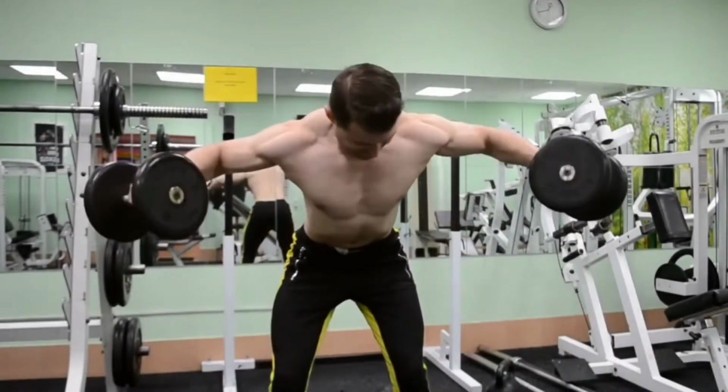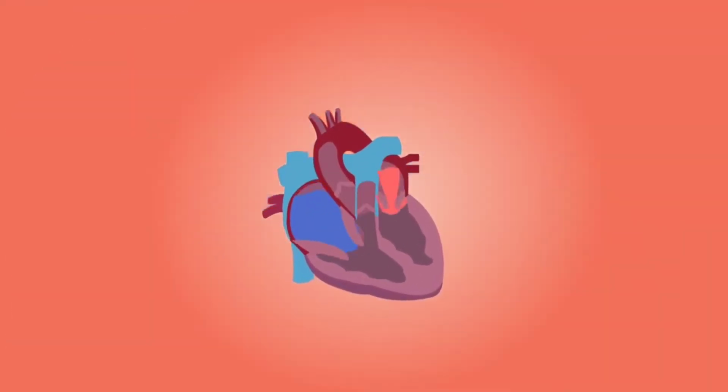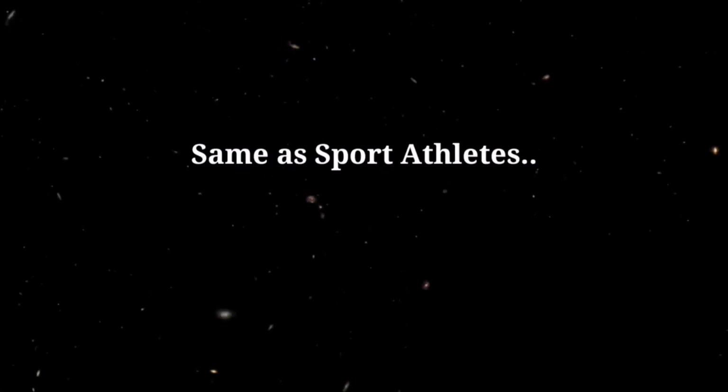In that, we train muscle to improve strength and endurance. We work on improving cardiovascular health. But all these things we also do with sports athletes. So here is the interesting part: intermittent hypoxic training.